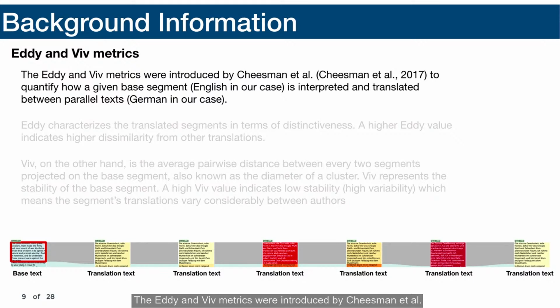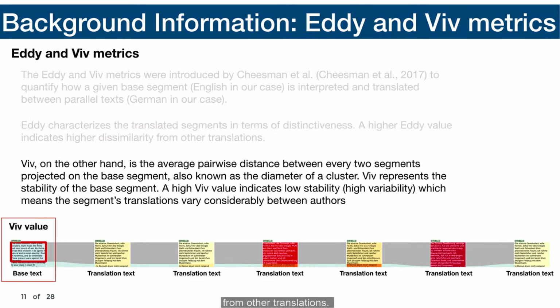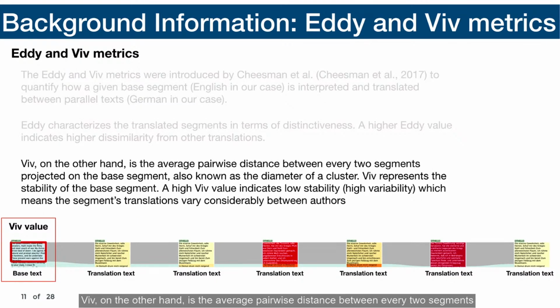The EDVIV metrics were introduced by Cheesman et al. to quantify how a given base segment is interpreted and translated between parallel texts. ED characterizes the translated segments in terms of distinctiveness. A higher ED value indicates higher dissimilarities from other translations. VIV, on the other hand, is the average pairwise distance between every two segments projected on the base segment. VIV represents the stability of the base segment. A high VIV value indicates low stability, which means the segment's translations vary considerably between authors.